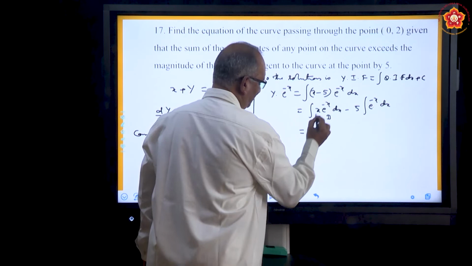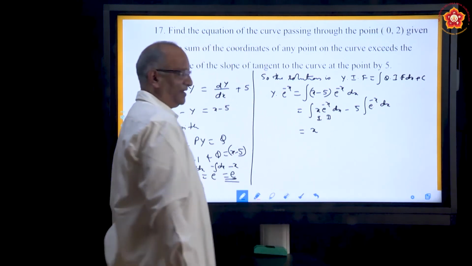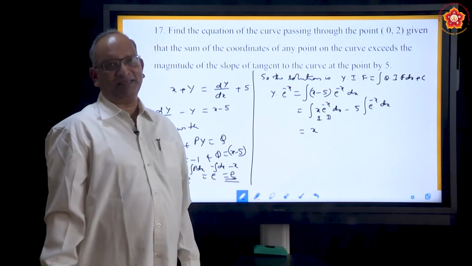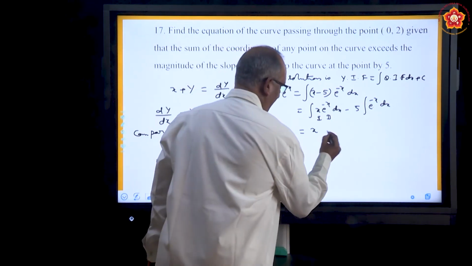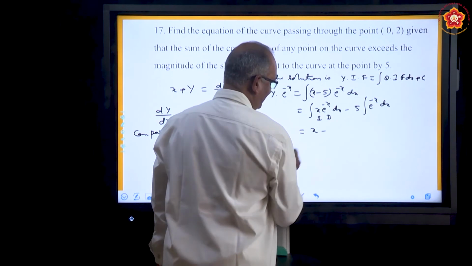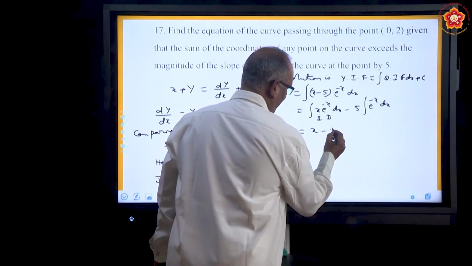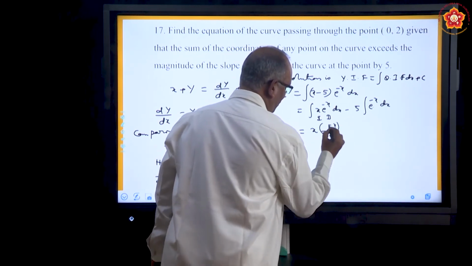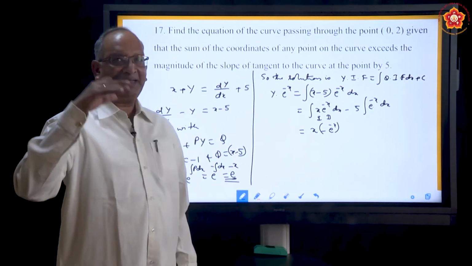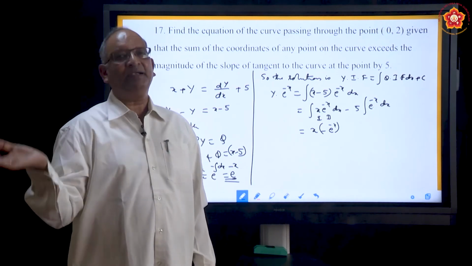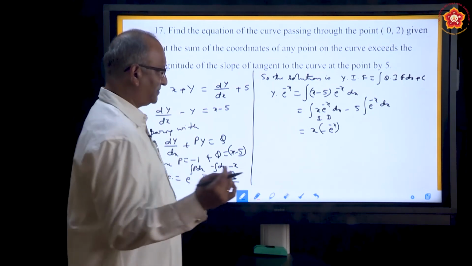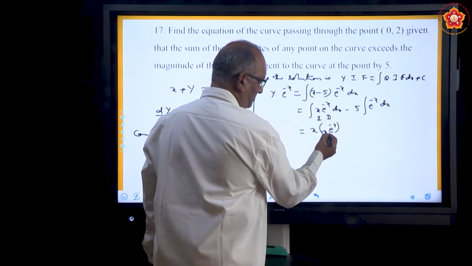So, integrate first function, integral of second. What is integral of e to the power minus x? It is minus e to the power minus x. It is x times minus e to the power minus x. Why is it so? Because we will take minus x as t, minus dx will be equal to dt, so dx will be equal to minus dt.